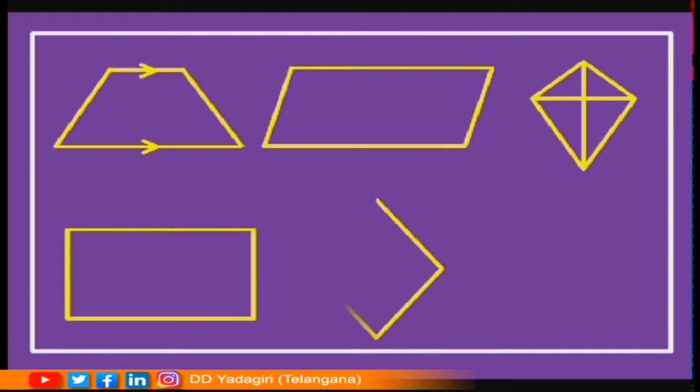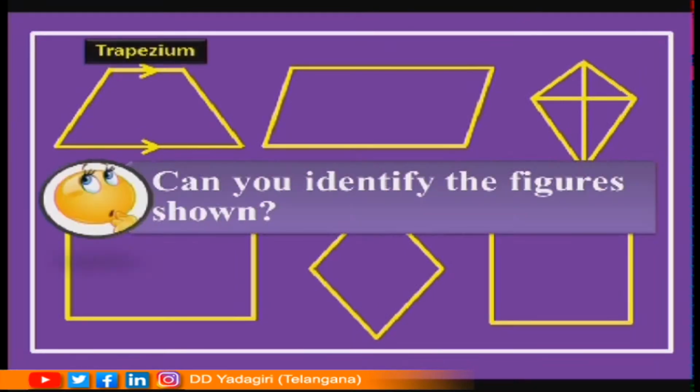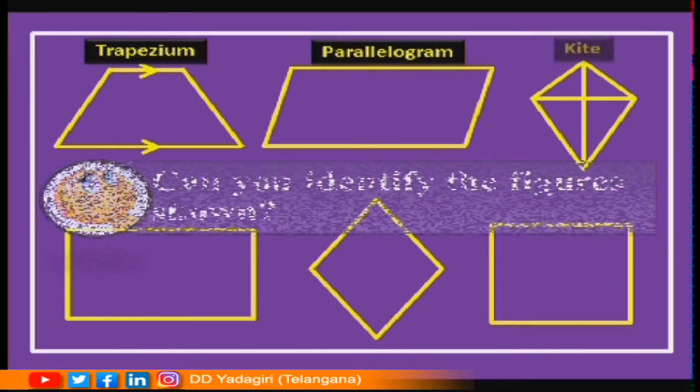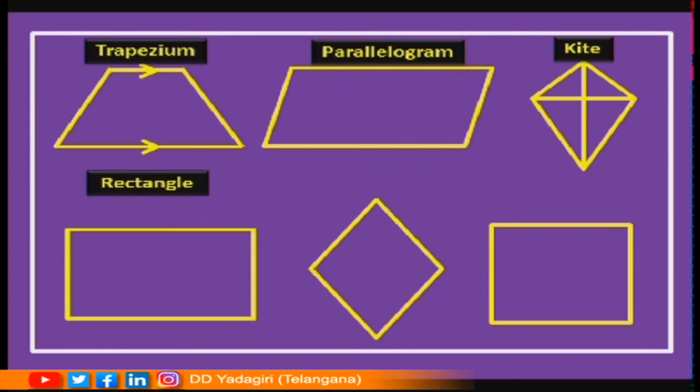Now, take a look at the images shown on your screen, children. The first one, if we consider, is a trapezium, whereas the second one is a parallelogram, the third one is a kite, the fourth one a rectangle, the fifth a rhombus, and the last one is a square.